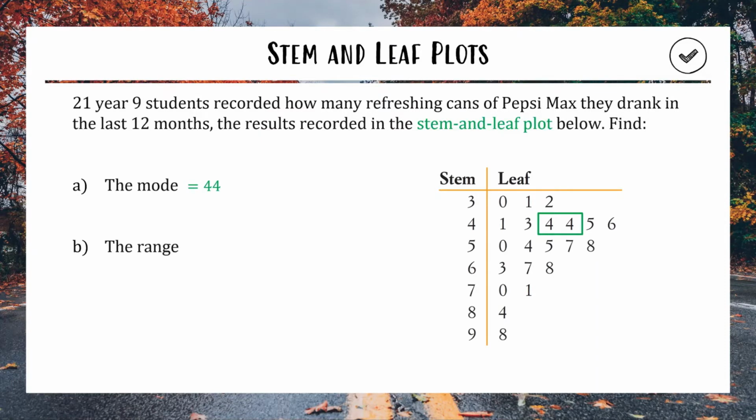Okay, let's think about our range. So remember the range is the distance from the highest to the lowest score. So our highest score is 98 and our lowest score is 30. So if we do 98 take away 30, we get an answer of 68. So there is our range.